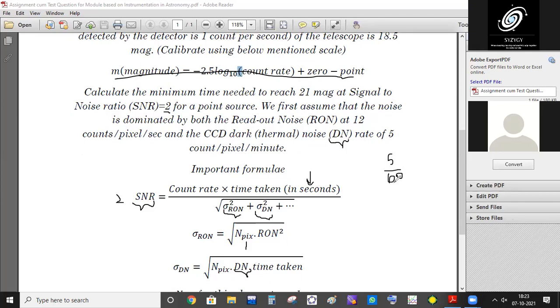Have you got this thing? Because this was count per minute, per second it will be 5 by 60. You will put it as DN, n pixel is again 1, and time taken is still to be found. So you can take this unknown variable as T, and here also you can put T. So now you have calculated the sigma RON. Sigma squared will be n pixel times RON squared plus dark noise times n pixel times T. You can put this and you can easily get the time taken. It will form a quadratic equation.